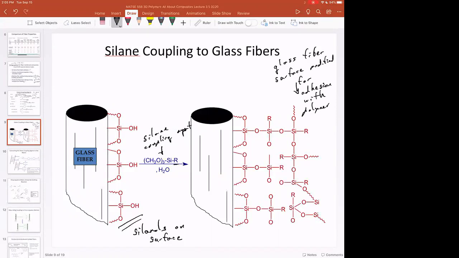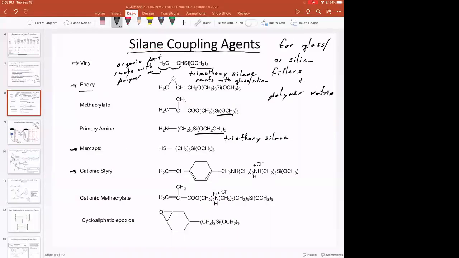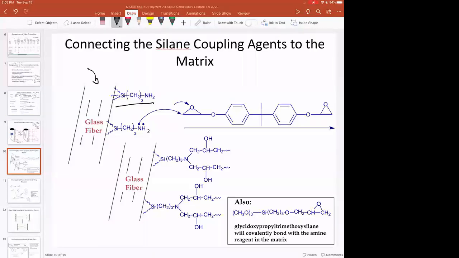And again, if you know you're going to use glass as your filler, you want to tune your silane coupling agent chemistry to whatever polymer you're going to use. And so this is how this looks in a schematic form. So you have a glass fiber. This is your amine-based silane coupling agent. So you look in your silane coupling agent table. And so this is primary amine right here. You're going to use that silane coupling agent to modify the glass surface.